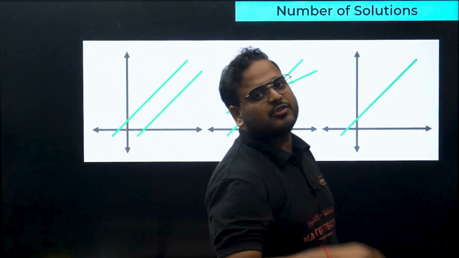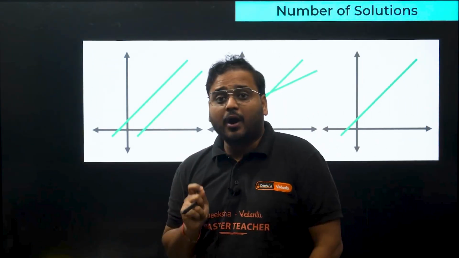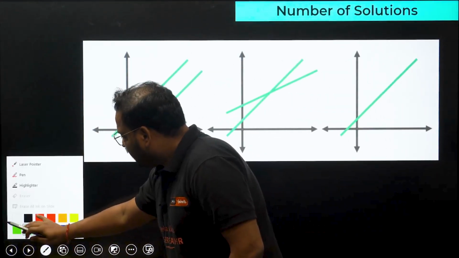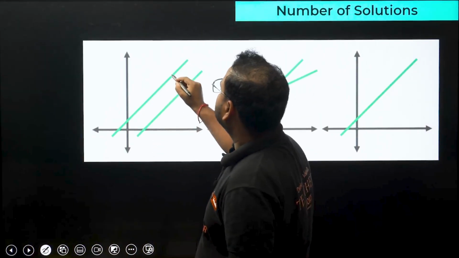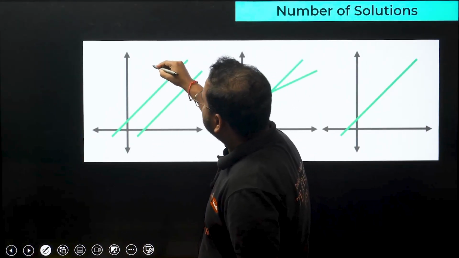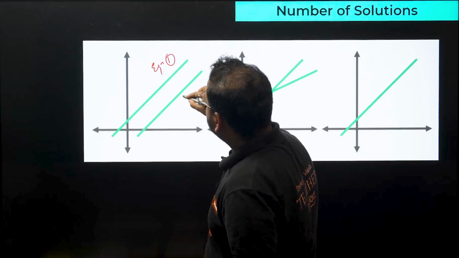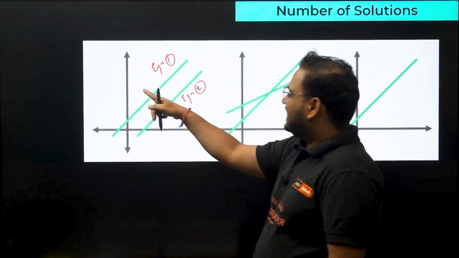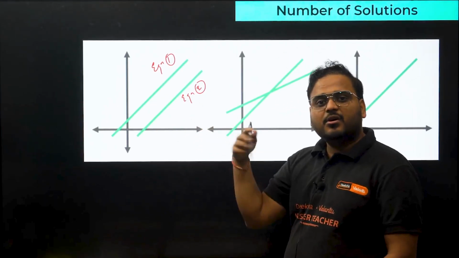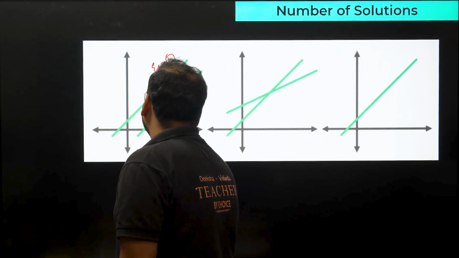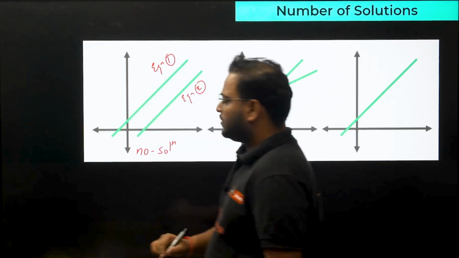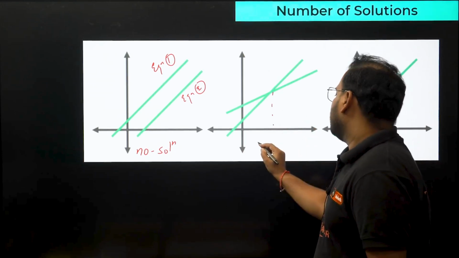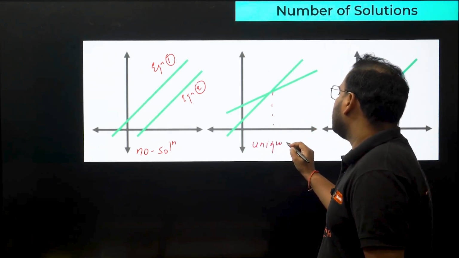Now we are moving to the next topic, which is number of solutions. I hope you can see from here. If this represents one of the equations, this is my equation number 1 and this is my equation number 2. Can you see what the nature of the solution is over here? There is no intersection, and of course the answer is simply no solution. What about this one? You can see there is only one intersection. So what is this going to be? A unique, or one unique, solution.